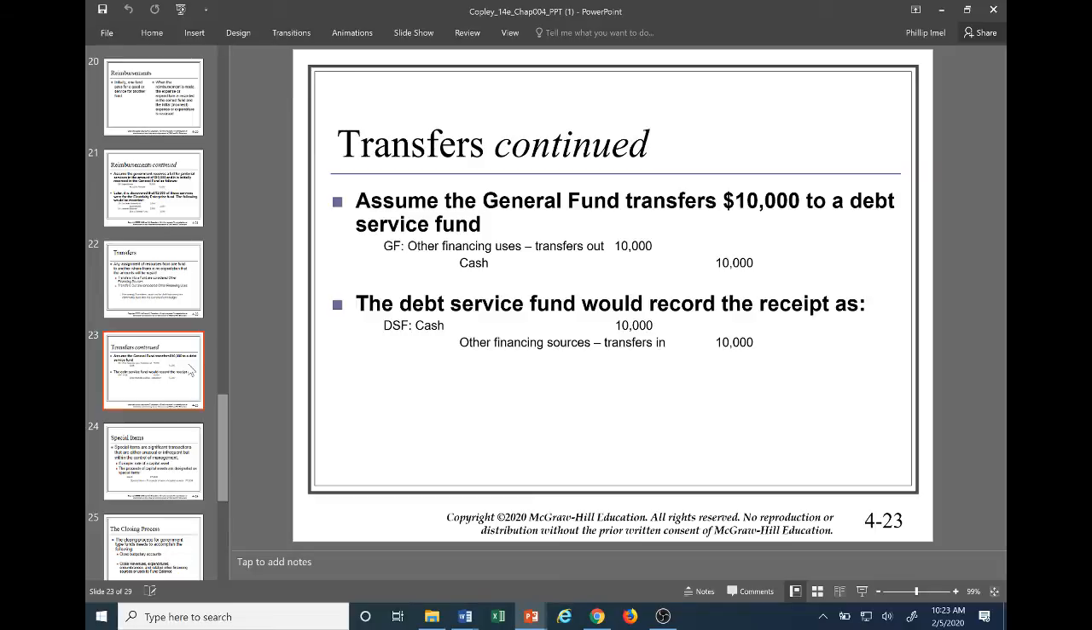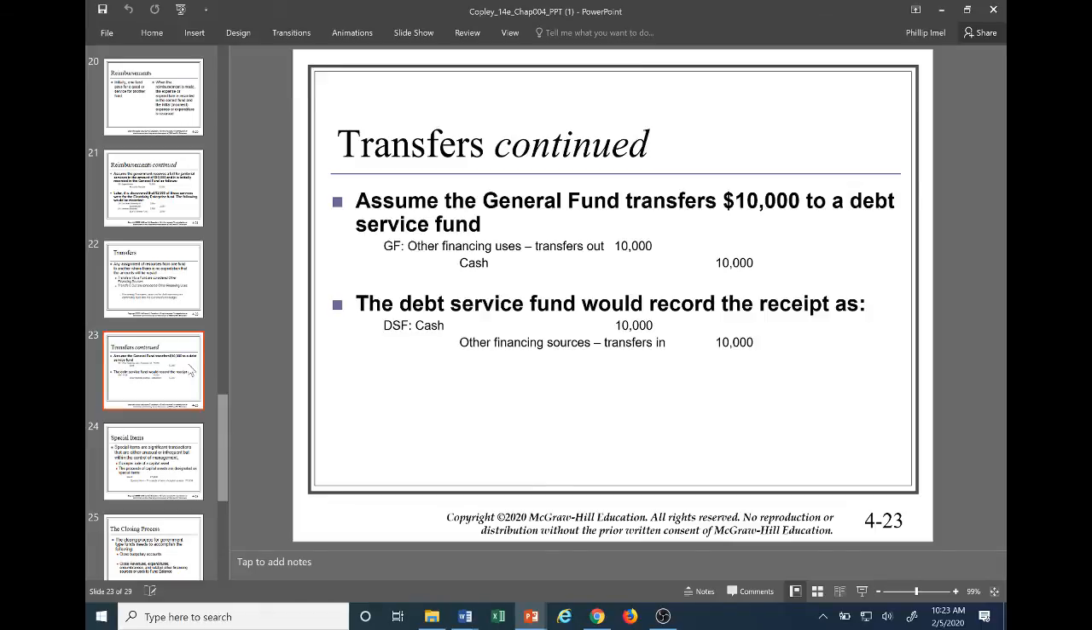If you really just stop and think about it, okay, I'm transferring it out, I don't know the entry, but I know money's going out, so the credit has to be cash. And if it's a transfer, then it's going out, so it's got to be other financing uses, transfer out. Bam, got my debit entry. Makes sense? So now the debt service fund would record the receipt.